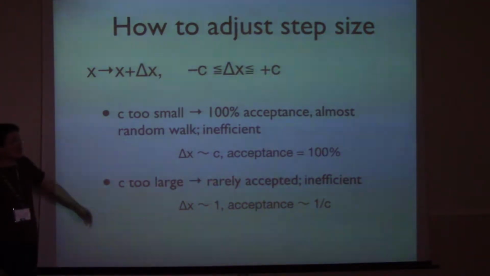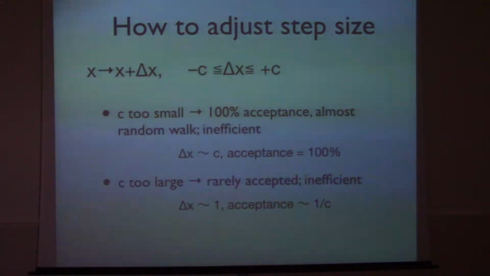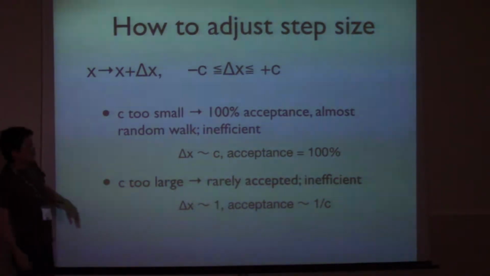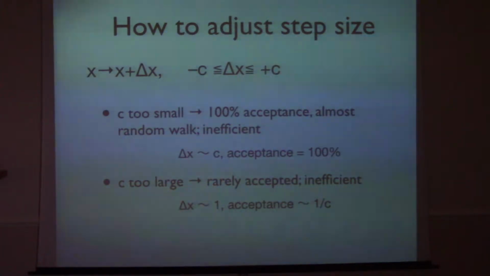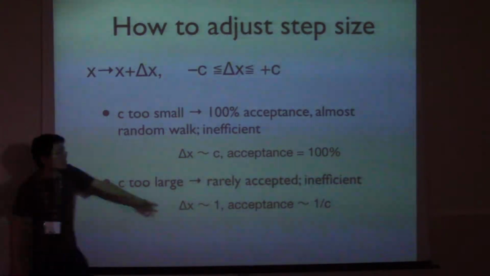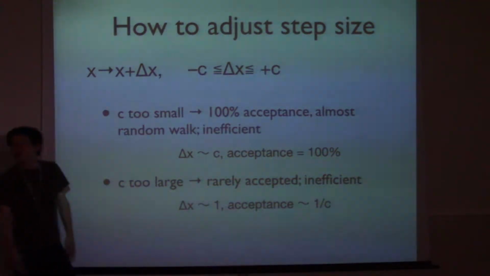If C is too large, once a change is accepted, the configuration changes a lot. So in that sense, it's very efficient. But because delta S can become really large, the update is very rarely accepted. So in that sense, it's not efficient. So you can easily see that the acceptance rate scales like 1/C.